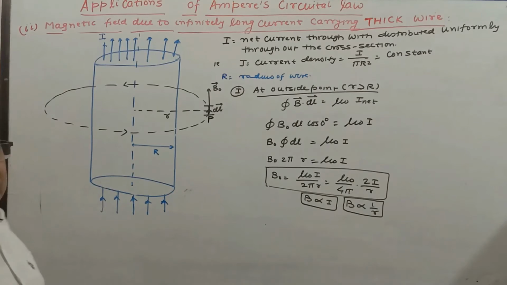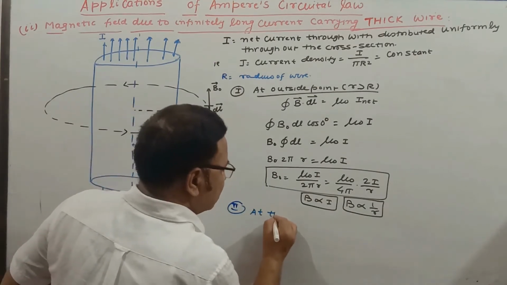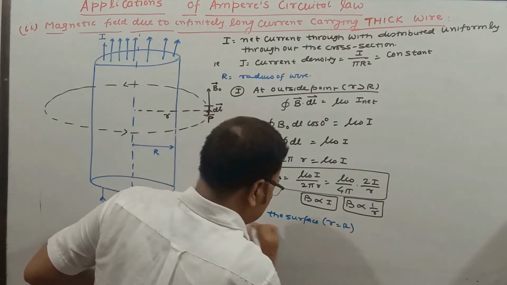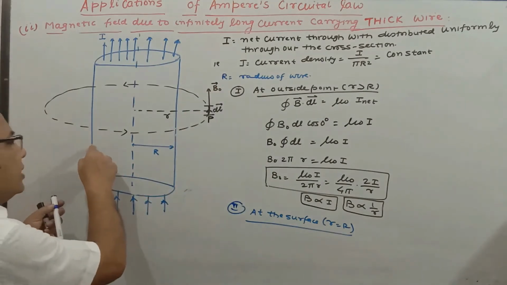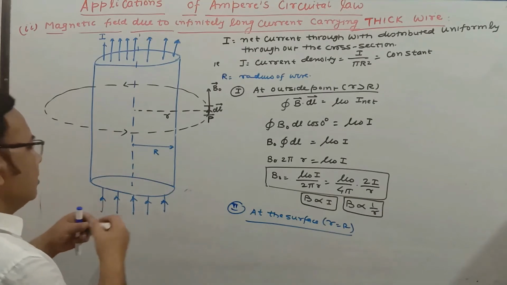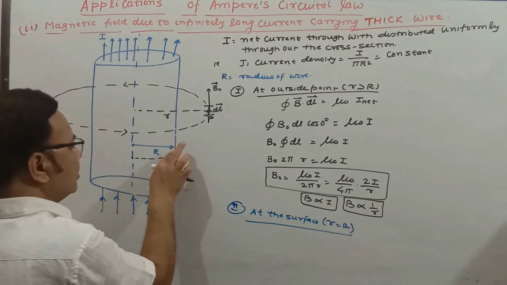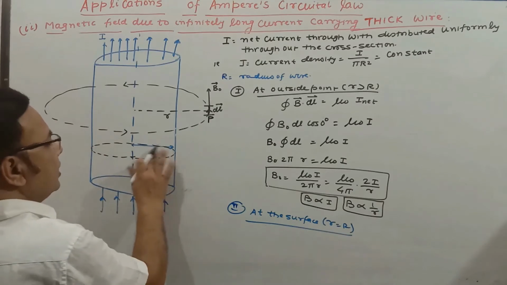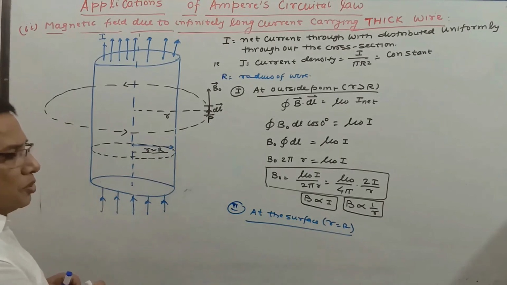Next, we are going to do it at the surface. At the surface, or just outside the surface, you can put r equal to capital R, or you can proceed in the same way by drawing an Amperian loop whose radius is the same as the wire's. Keeping this as the center, you draw an Amperian loop which covers the whole wire. Here r equals capital R, so it covers the whole wire almost.